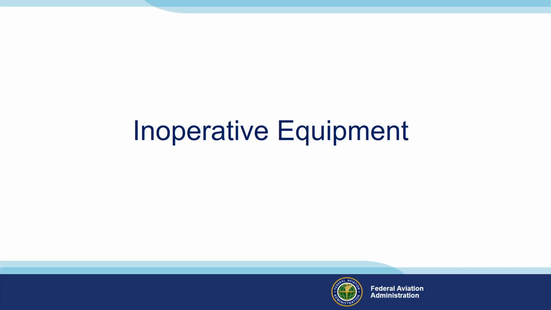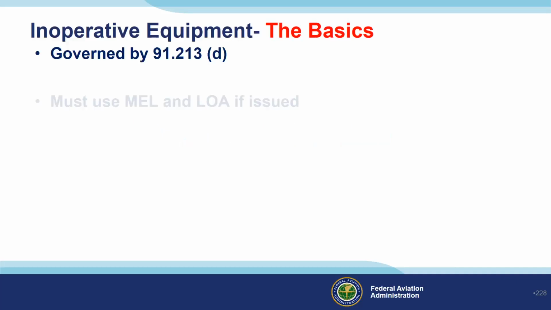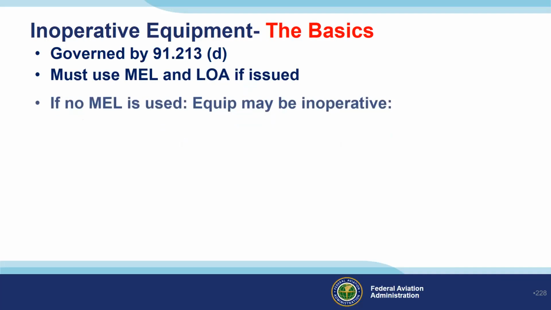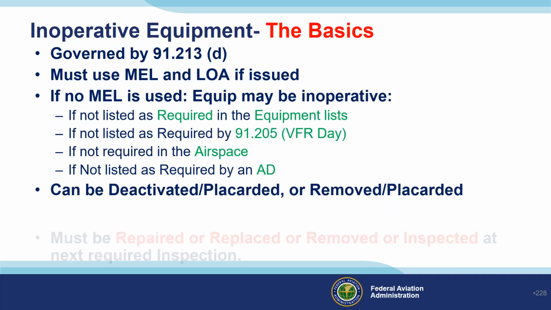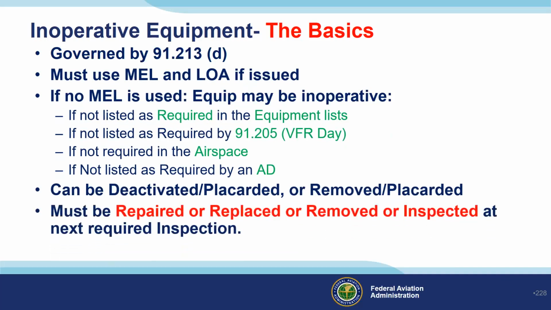And next on our agenda is inoperative equipment. As a mechanical repairman, you might be asked to handle a situation where there is inoperative equipment. And the next few slides, we're going to talk about the responsibilities related to inoperative equipment. Here's the basics. It's governed by 91.213(d). If the owner has an MEL and a letter of authorization, they have to use it.